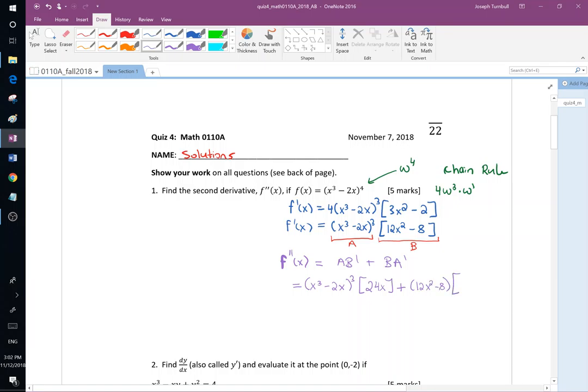Multiply that by a prime. So a prime, we're taking the derivative of x cubed minus 2x all to the power of 3. So that one's more complicated. I'll write that down to the side. So looking at A, A is equal to x to the 3 minus 2x all to the power of 3. And A prime, we need a chain rule, 3 times x to the 3 minus 2x all to the power of 2 multiplied by the derivative of the inside, 3x squared minus 2. And that's what gets put on for A prime on the right hand side. We have 3 times x cubed minus 2x all squared times 3x squared minus 2.